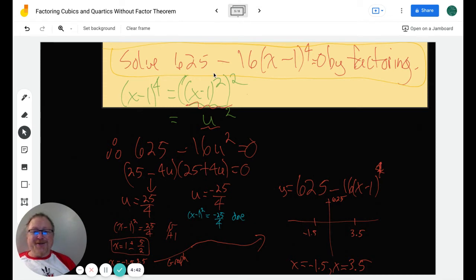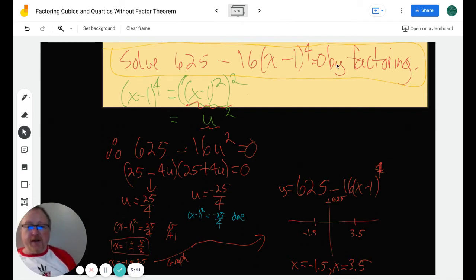Okay, so let's do this one. Solve 625 minus 16 times x minus 1 to the fourth equals 0 by factoring. So we look at this, I see a subtraction sign. 625 I recognize as maybe being a square number. It is. It's 25 squared. 16, that's a square number, 4 times 4. I've got exponent fourth. Well, if I'm working with fours, I can also get square root of 4 is 2.